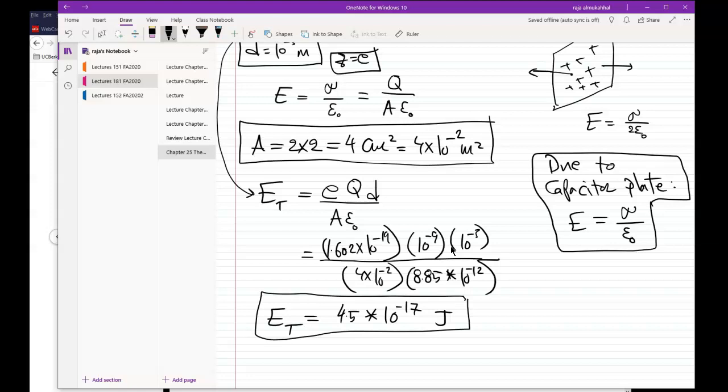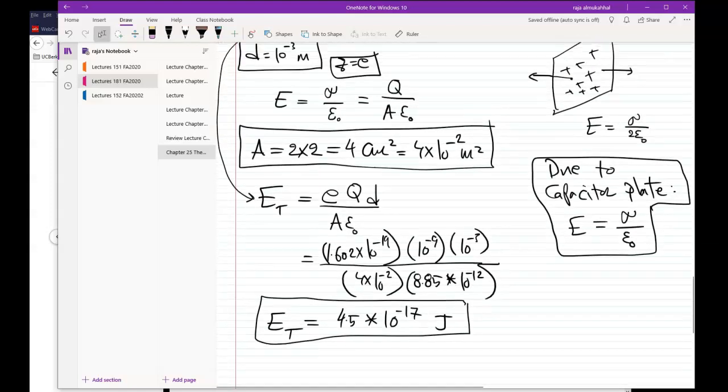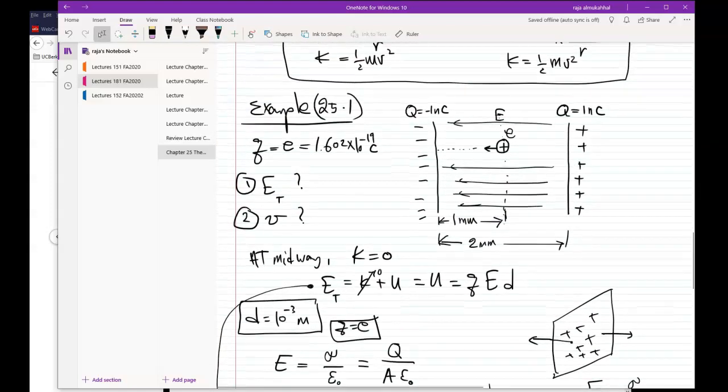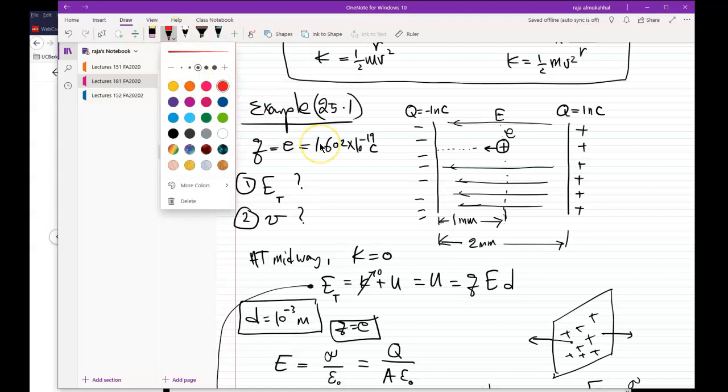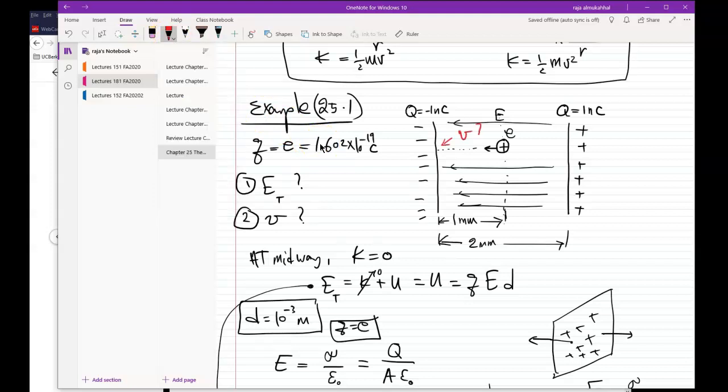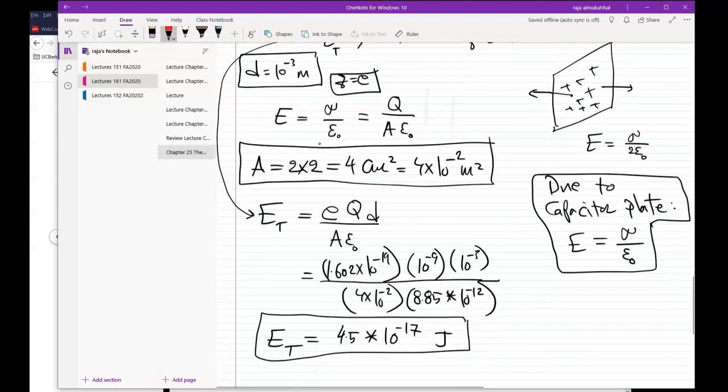Now, the second part of the problem, he says, what is the velocity? Go back to the drawing. What is the velocity of the proton right here? Okay. So again, we use conservation of energy. We ask, what is the energy here, and what's the energy here? And we make them equal to each other, of course.